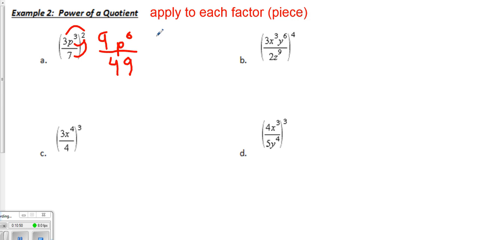And we can't simplify that anymore. We can't take anything out of the top and the bottom. So this is our final answer. It would be 9p to the 6th power over 49.